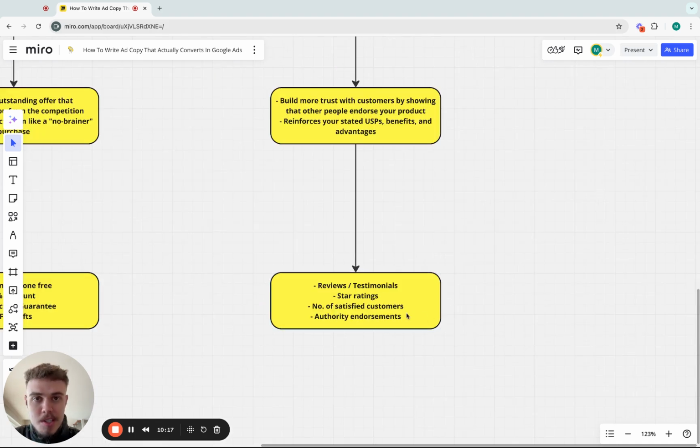Reviews and testimonials, that's the biggest one and the clearest one. Very easy to put in. You can put in short excerpts or star reviews. That's another one you can put in there. You can say rated 4.8 stars on Trustpilot, something like that. Number of satisfied customers is a common one. So they might say 3,000 plus satisfied, happy customers, right, in the ad copy. It works pretty well often because, again, it builds a lot of trust.